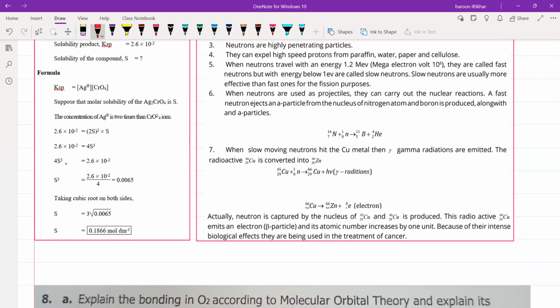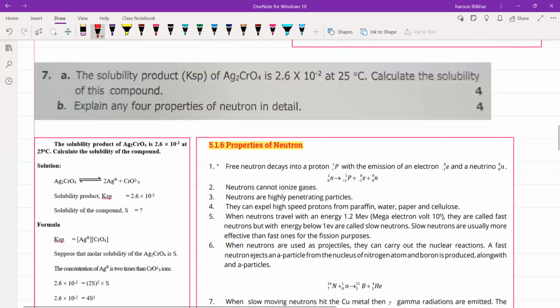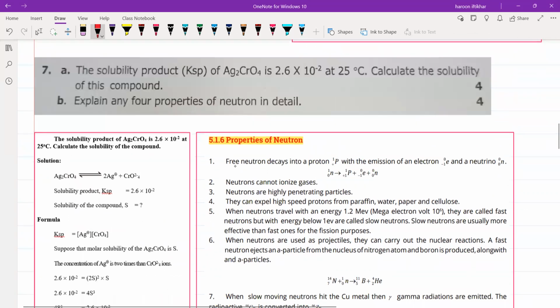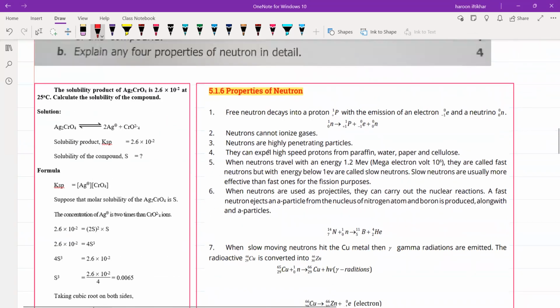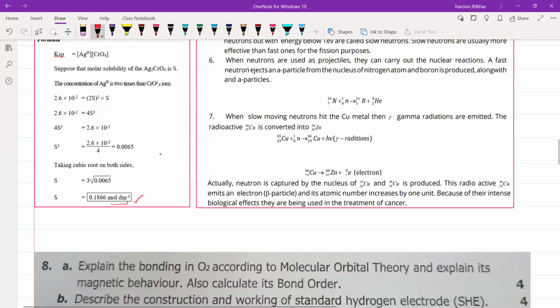Now you will put the values. 4s cube is equal to 2.9 raised to negative 2. S cube is equal to this. And at the last, you will get this answer. Always try to add units because units are mandatory. Now, the four properties of any four properties of neutron. So these are all the properties of neutron. You can use any four properties from these to get 4 out of 4 marks.